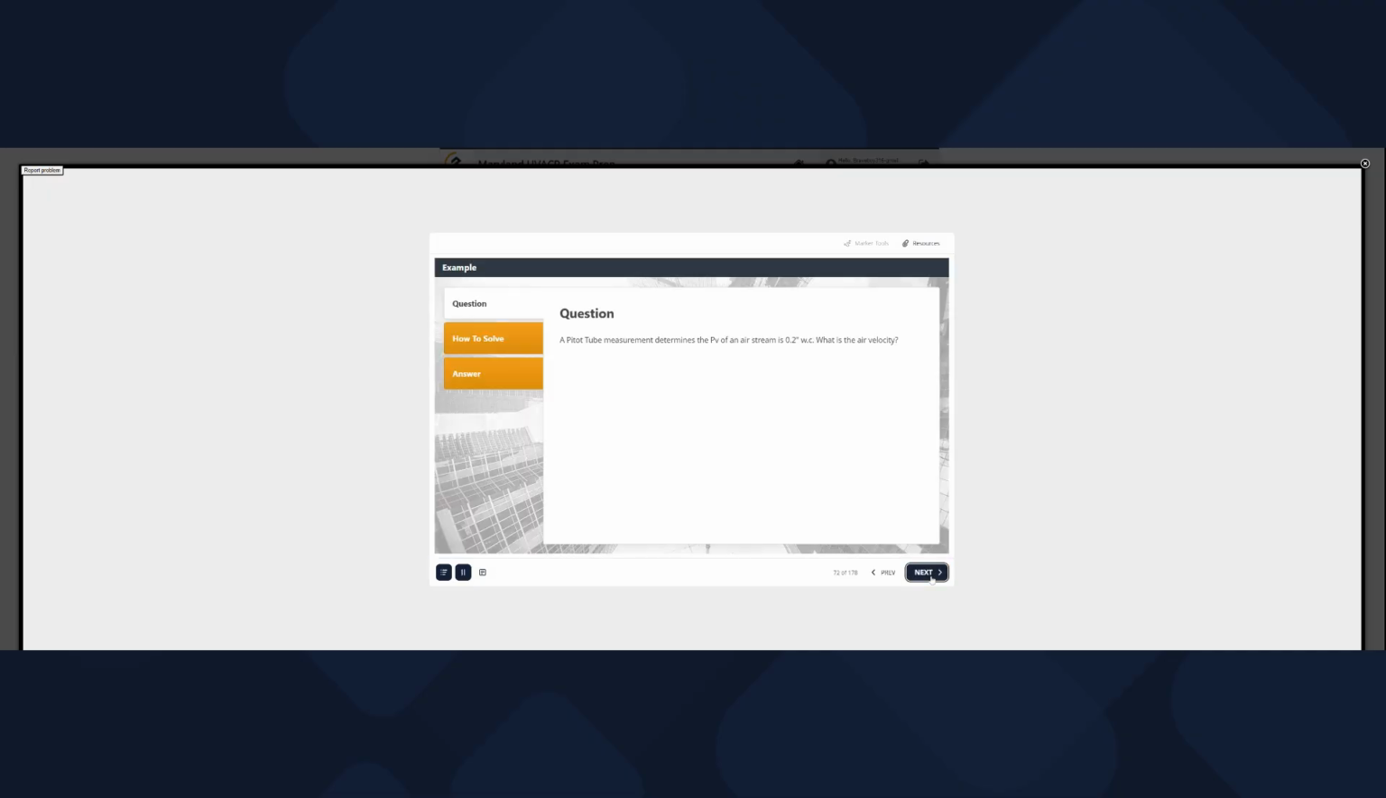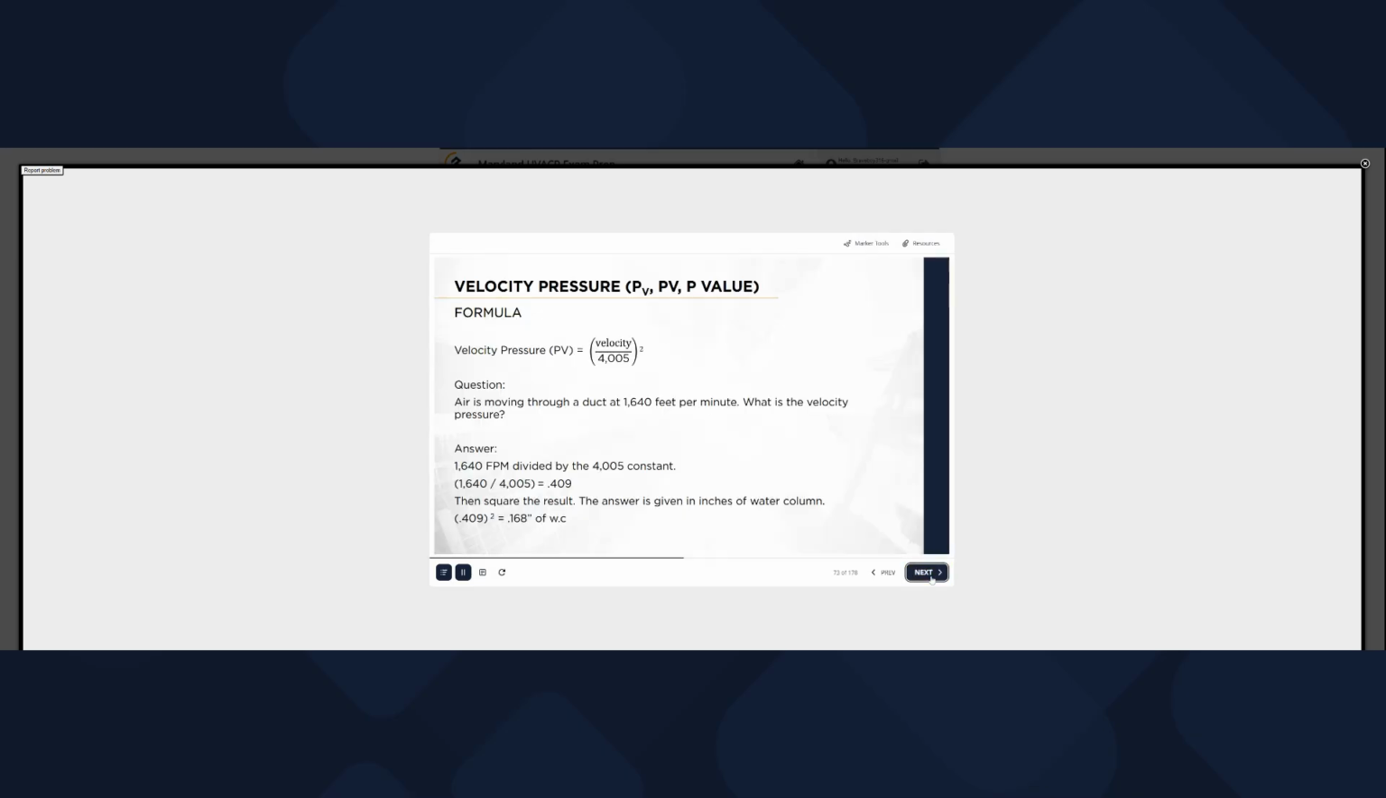Let's work through another example. Click the Next button or on each tab to see how to solve and the correct answer. Air is moving through a duct at 1,640 feet per minute. What is the velocity pressure? 1,640 FPM divided by the 4005 constant. 1,640 divided by 4005 equals 0.409. Then square the result. The answer is given in inches of water column. 0.409 squared equals 0.168 inches of water column.